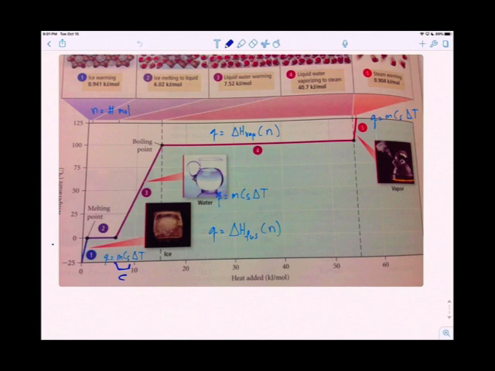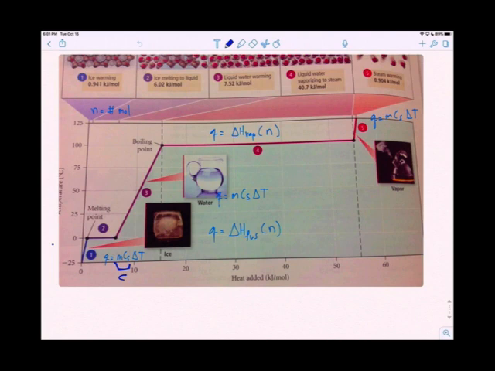So for the solid ice down in the bottom left corner, the temperature changes by Q, the heat, equals the heat capacity times the change in temperature. And the heat capacity can also be written as the mass times the specific heat capacity. The heat capacity is typically different for the solid, liquid, and vapor phases.